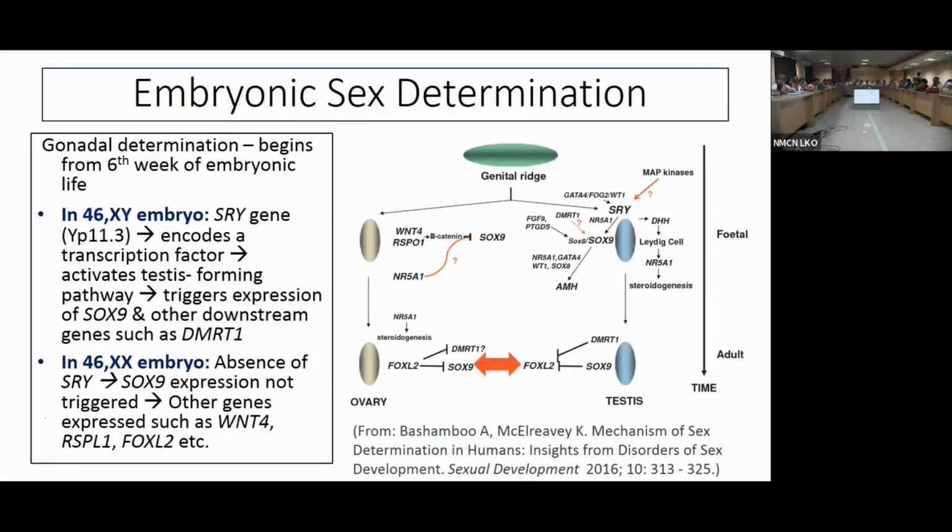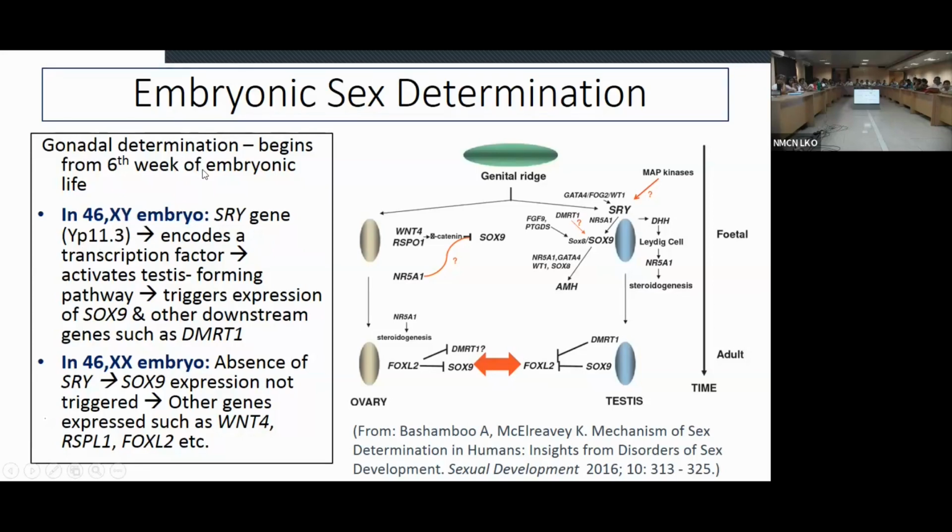So actually, what happens in the 46XY embryo is that it is the SRY gene which is present on the Y chromosome which begins this determination process. So it encodes a transcription factor, and this activates the downstream testes forming pathway. There are a number of other genes downstream, such as the SOX9 gene, NR5A1, GATA4, WT1, SOX8, AMH, and so on. So all of these are actually activated by the action of the SRY. So if SRY is absent, this would not happen, and hence testes formation would not happen.